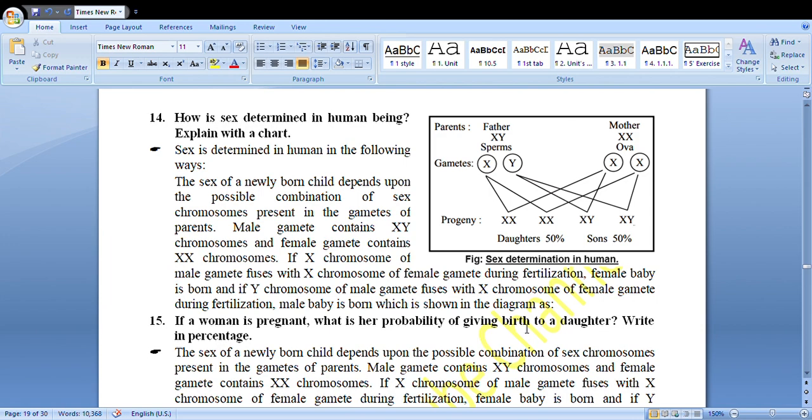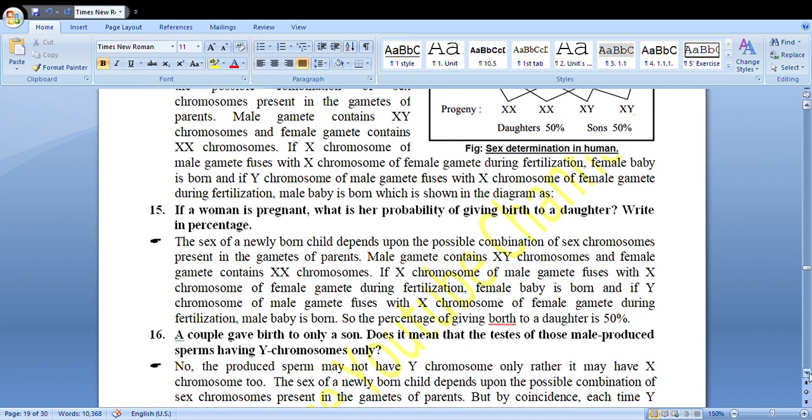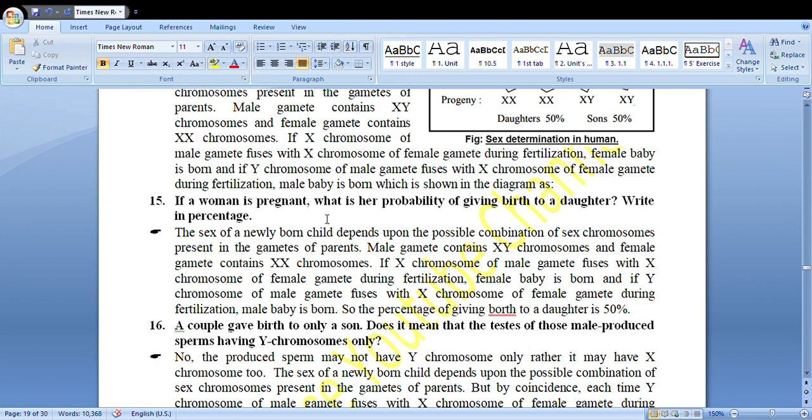So here is something explained. You can read yourself as well. If a woman is pregnant, what is the probability of giving birth to a daughter? Right, in percentage. So there is 50% chance of giving birth. 50% male, 50% female chance. So here is same thing written. You can read yourself.